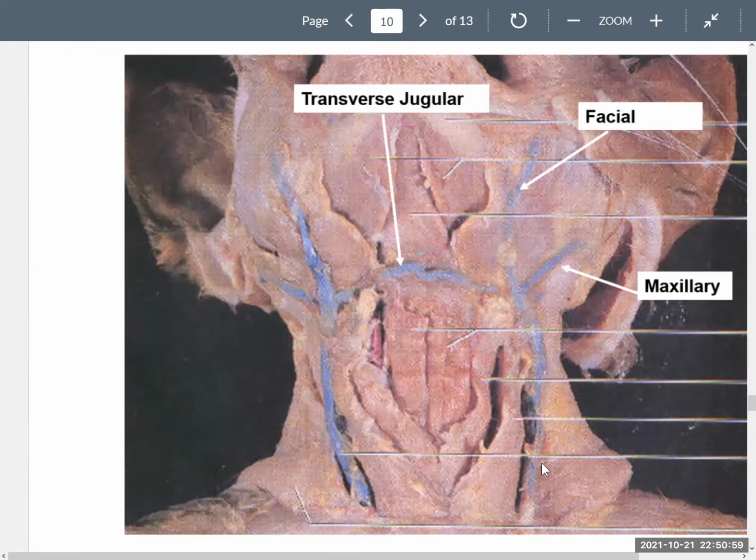Looking at the throat region, here is the external jugular on this side, external jugular over here, the maxillary here, and the lingual facial here.